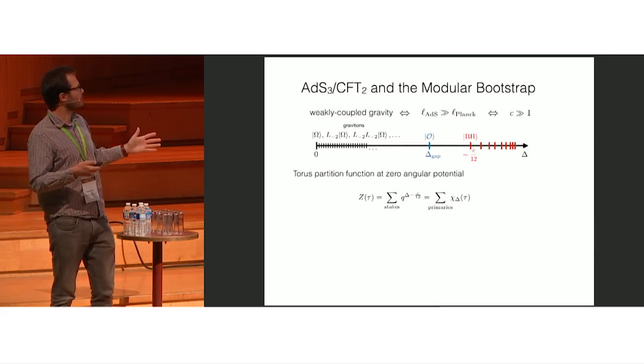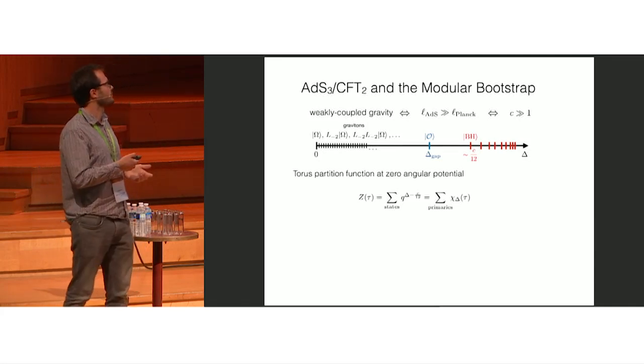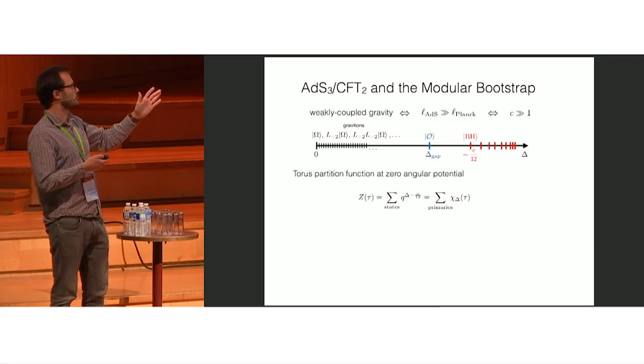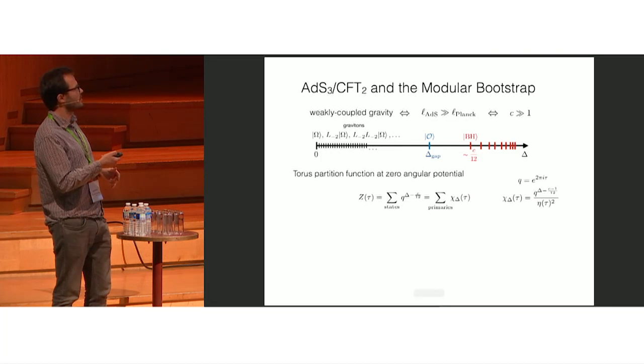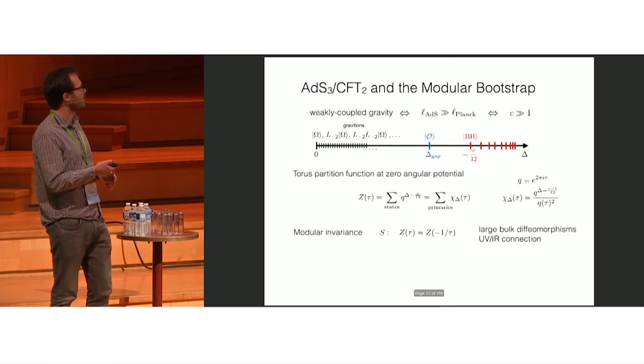The main object is the torus partition function at zero angular potential. So you can expand it into states on the torus or on the circle and organize the sum into Virasoro primaries, where this chi of delta is the Virasoro character that takes this form, and q is just the norm, these are e to the 2 pi i tau.